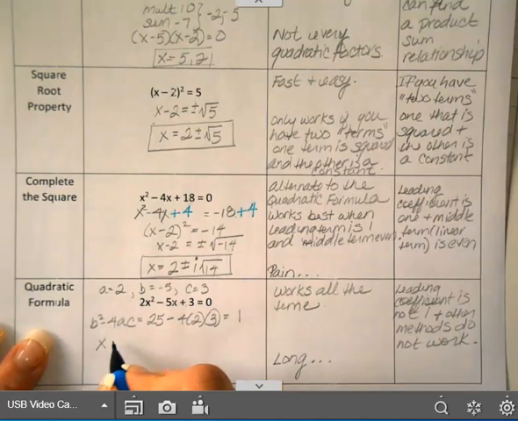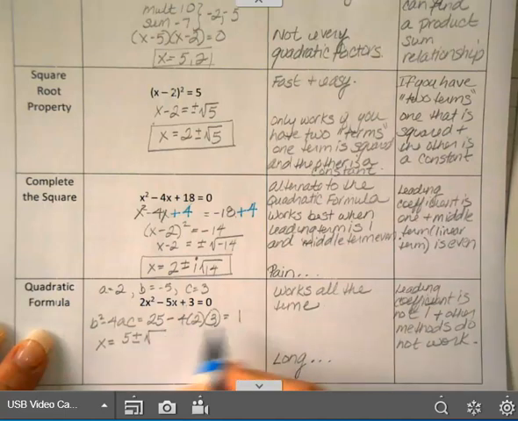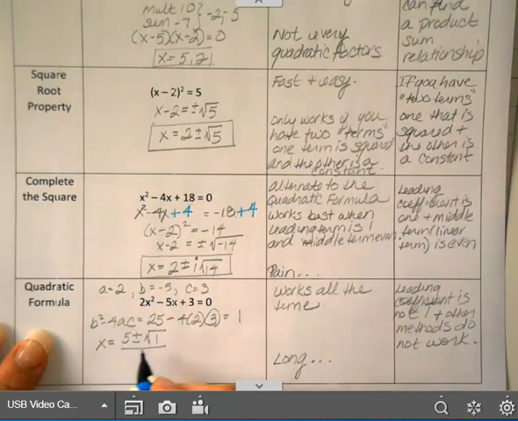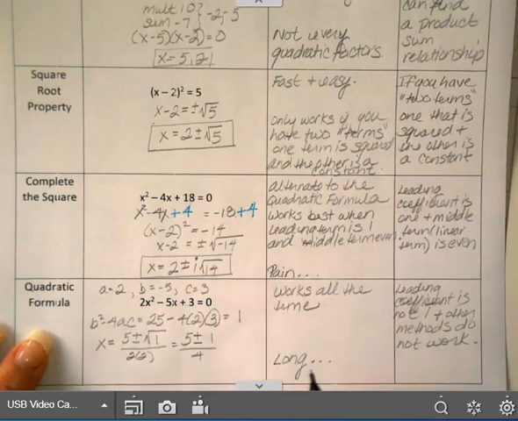So this is going to be x equals the opposite of B, so positive 5, plus or minus the square root of our discriminant, which is 1. And that's all over 2 times A. So I get 5 plus or minus square root of 1 is 1. And so I'm going to have two solutions. I have 5 plus 1, which is 6, and that was over 4. And then my other solution is 5 minus 1, which is 4 over 4.